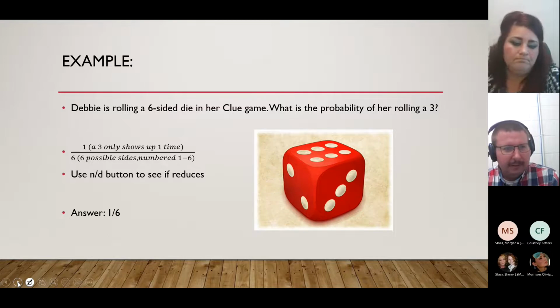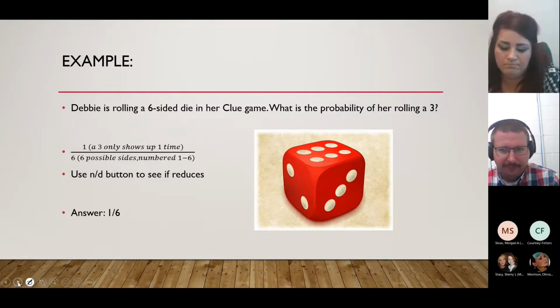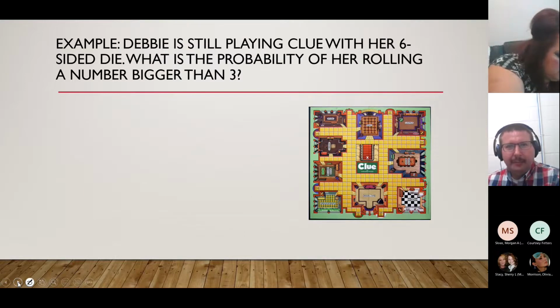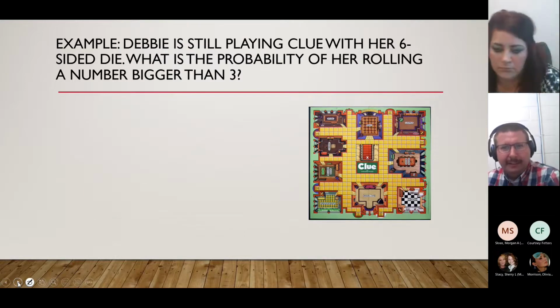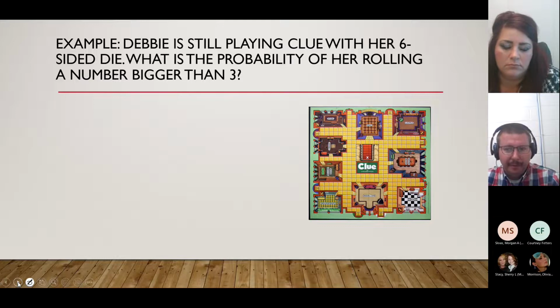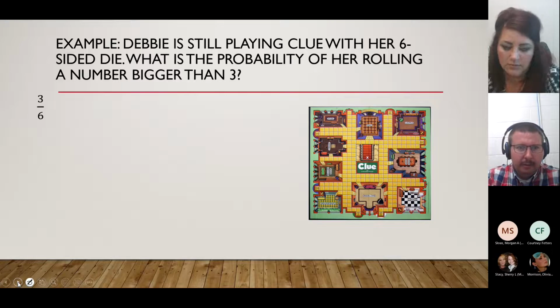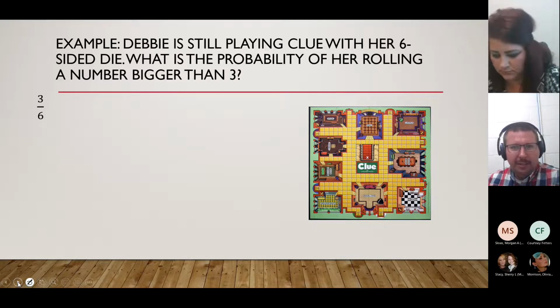Okay. Let's try another one. So Debbie is still playing Clue with her 6-sided die. What's the probability of her rolling a number bigger than 3? First of all, I get 3 out of 6. Well, how in the world do I get 3 out of 6?